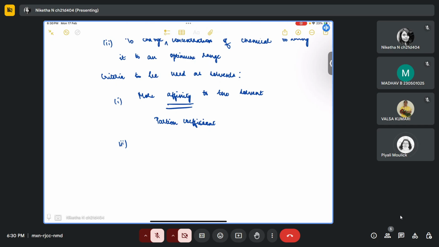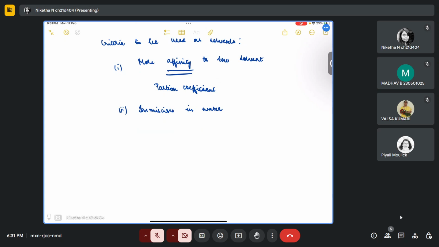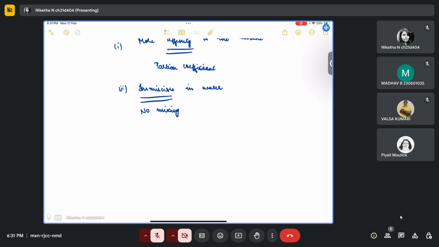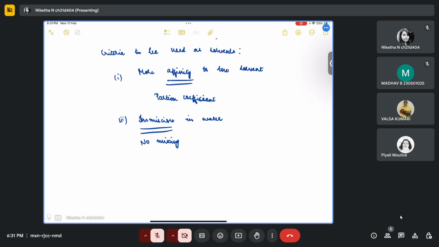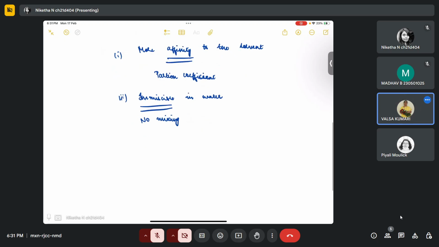So in order to avoid this, our solvent must be immiscible with the sample. And in case our sample is a liquid or maybe water, then it should be immiscible in water. What do we mean by immiscible here? Should not mix. Is this clear? Yes, yes, yes. Okay.